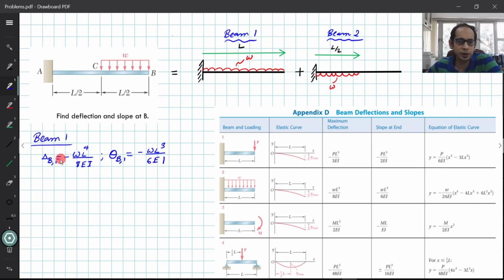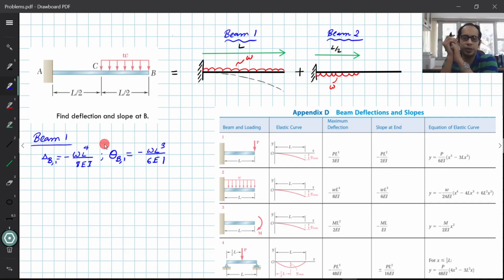The subscript 1 here refers to beam 1. I've directly taken these values from the table and put them over here. And how does beam 1 deflect? It slopes downwards, something like this. So now beam 1 is fine. Next we have to find for beam 2.